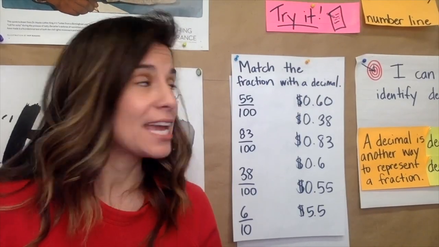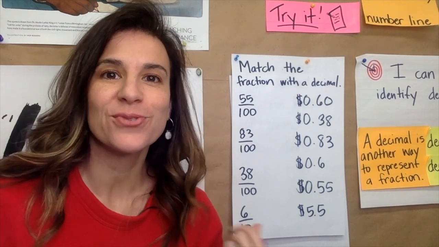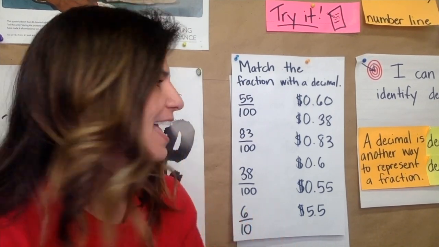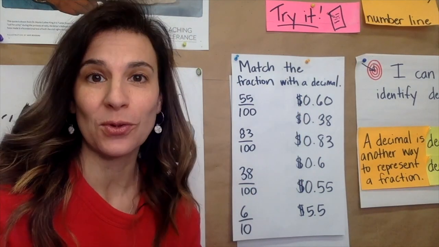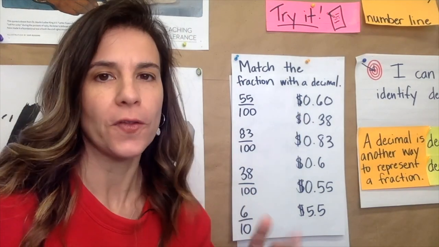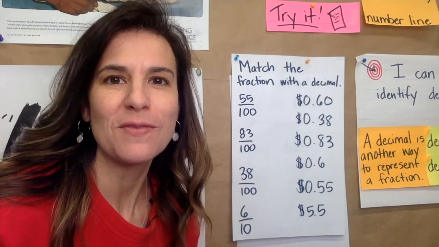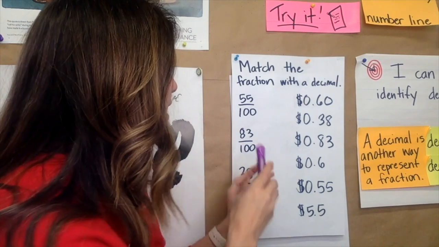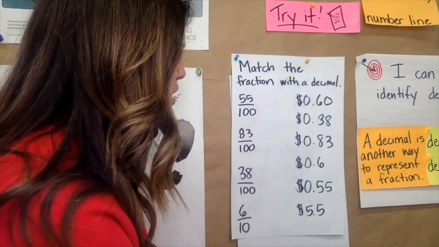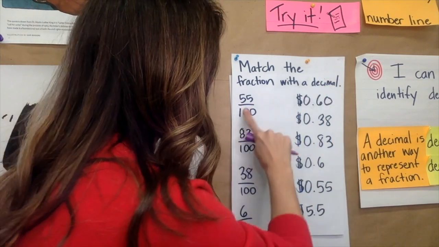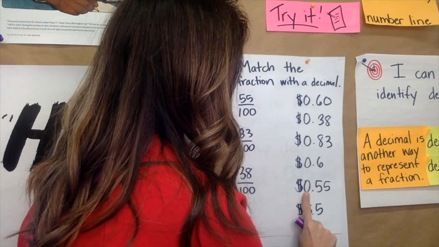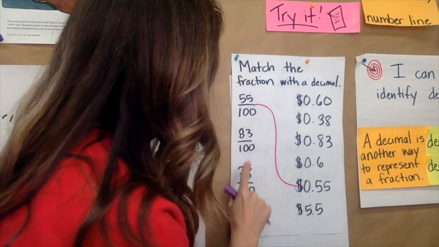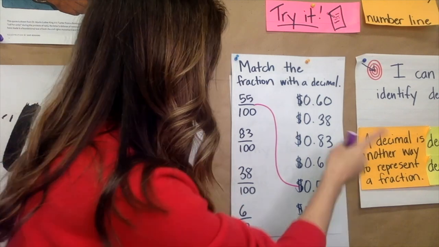For Just Know It today, we are going to match the fraction with the decimal, and this is something I know you are going to know just like that. And over here on this side, we have decimals that we see in the real world all the time, money. I'm sure you've been saving up your money for a new toy or something cool that you want to buy. Here we go. So we have 55 out of 100. So we want to look here, 55 out of 100, 0.55. There we go.